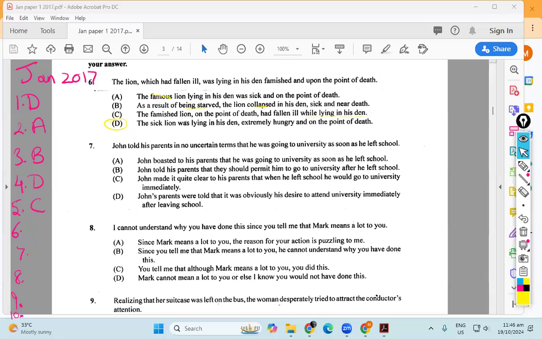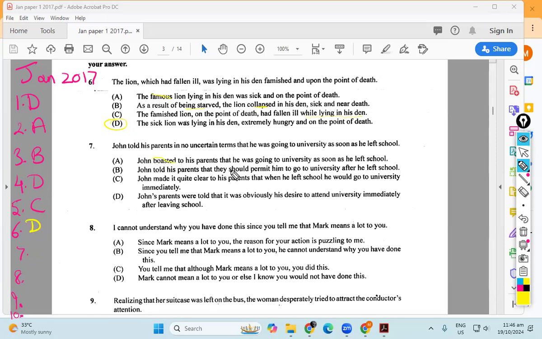All right, number 7 now. You can send your answer if you think you have it, but we're doing the same method. John told his parents in no uncertain terms that he was going to university as soon as he left school. So, let me write this down before I forget. 6D, right? All right. John boasted to his parents. Okay, is told the same as boasted? Probably not.